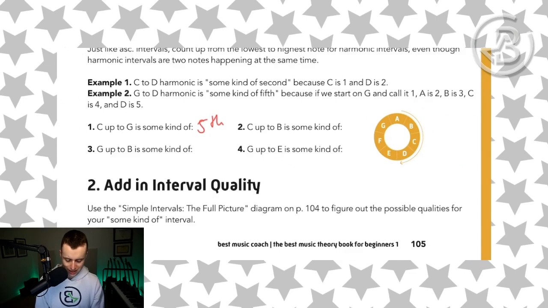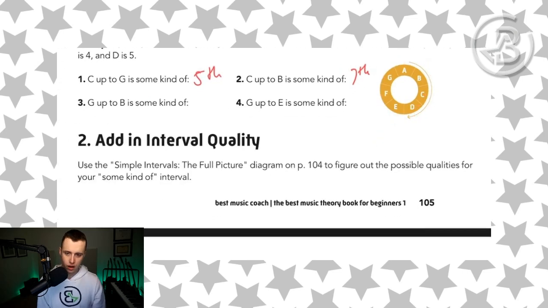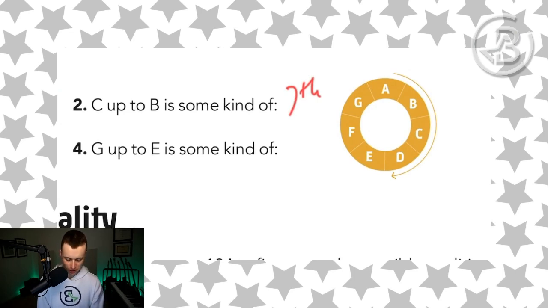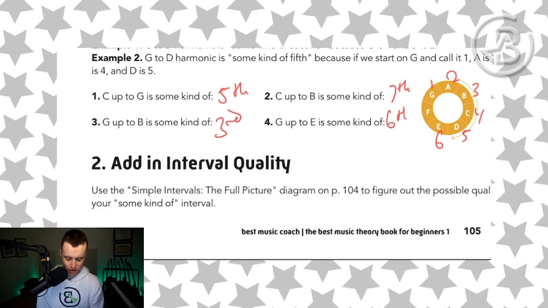fifth. C up to B. This is going to be a fun one. It's going to be C is 1, D is 2, E is 3, F is 4, G is 5, A is 6, B is 7. So it's some kind of seventh harmonic. From G to B, again, we're just going to think about this as if it's ascending. G is 1, A is 2, B is 3. There you go, some kind of third. And G to E, G is 1, A is 2, B is 3, C is 4, D is 5, E is 6, some kind of sixth.